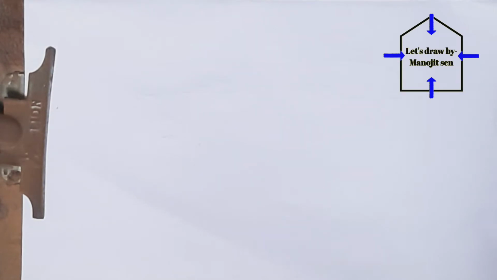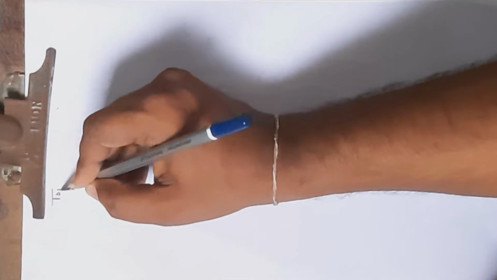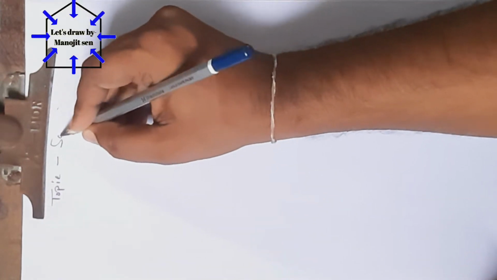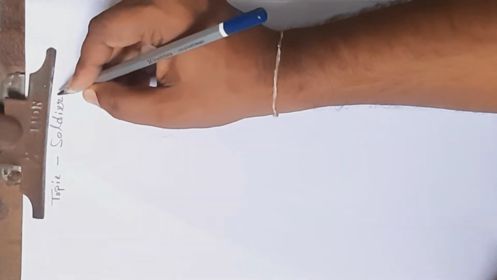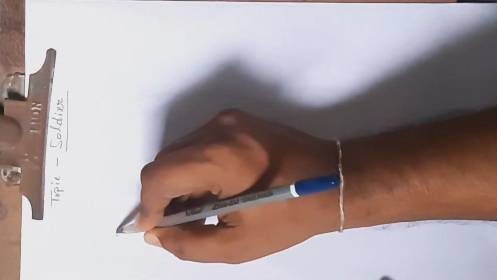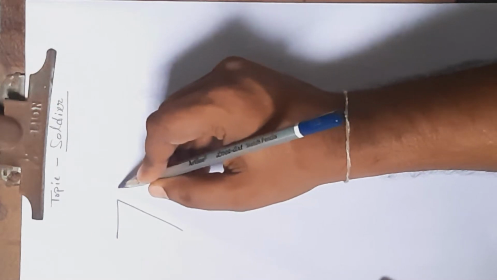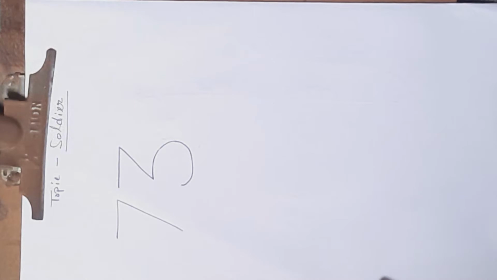Today our drawing topic is soldiers. First I will write the number 7. Next write 3. Okay. Then I write 7 again.